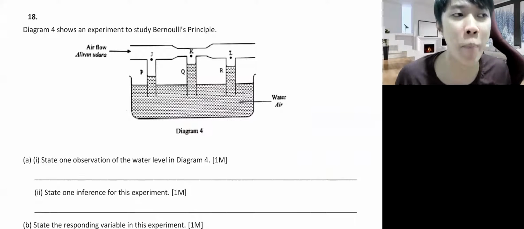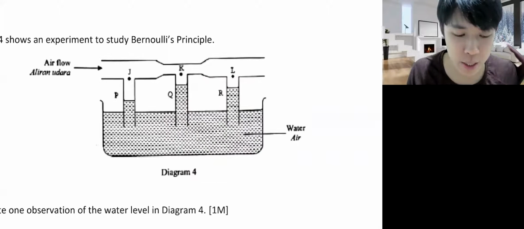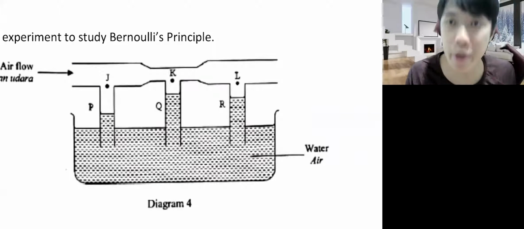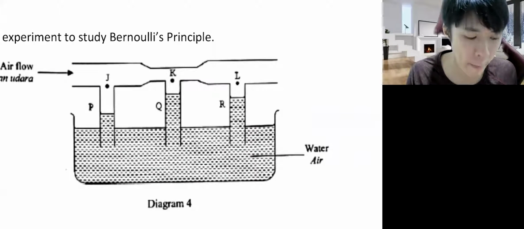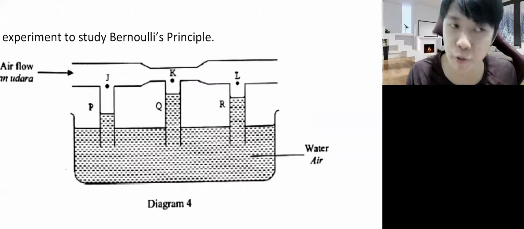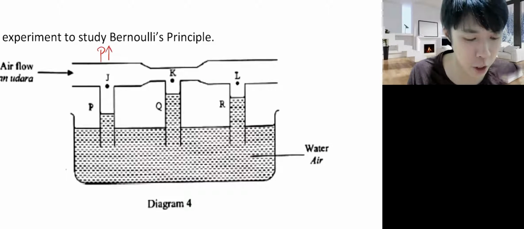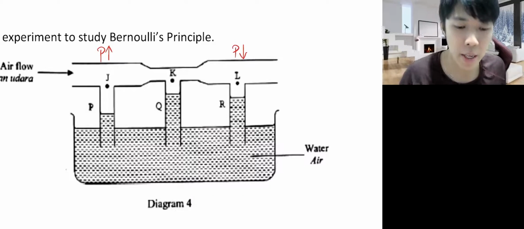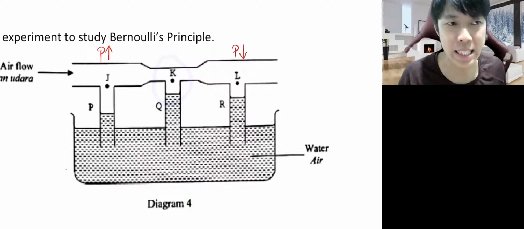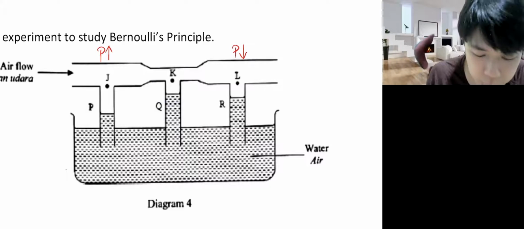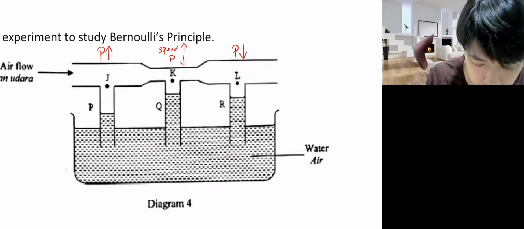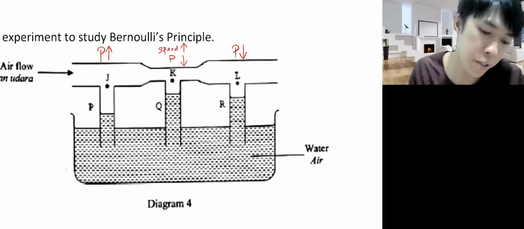Okay, this is airflow, and notice that the air goes from the left. Everything normal. Theory says that airflow or liquid flow always flows from high pressure to low pressure. And then K is the narrowest, so hence the speed is fast. Hence pressure is very low. Okay, so then you got all this stuff.